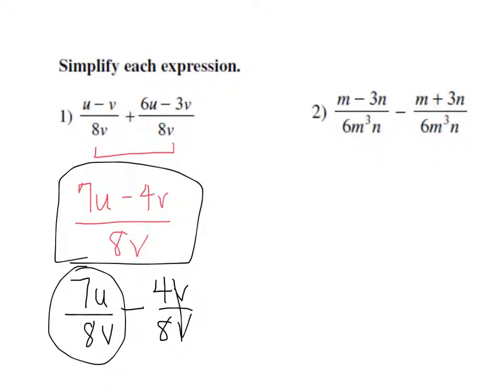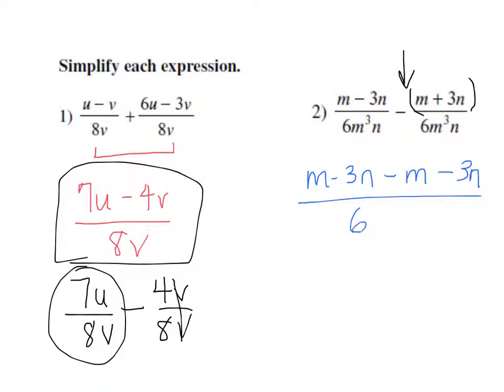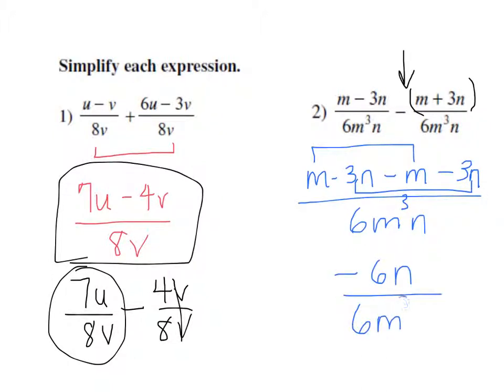Over here, same kind of thing, except notice that this is a minus sign. So you're going to treat this one like it's in parentheses. So you would distribute the negative and then add them together. So I have m minus 3n minus m minus 3n all over 6m to the third n. So m minus m is 0. Negative minus a negative is negative 6n over 6m to the third n.